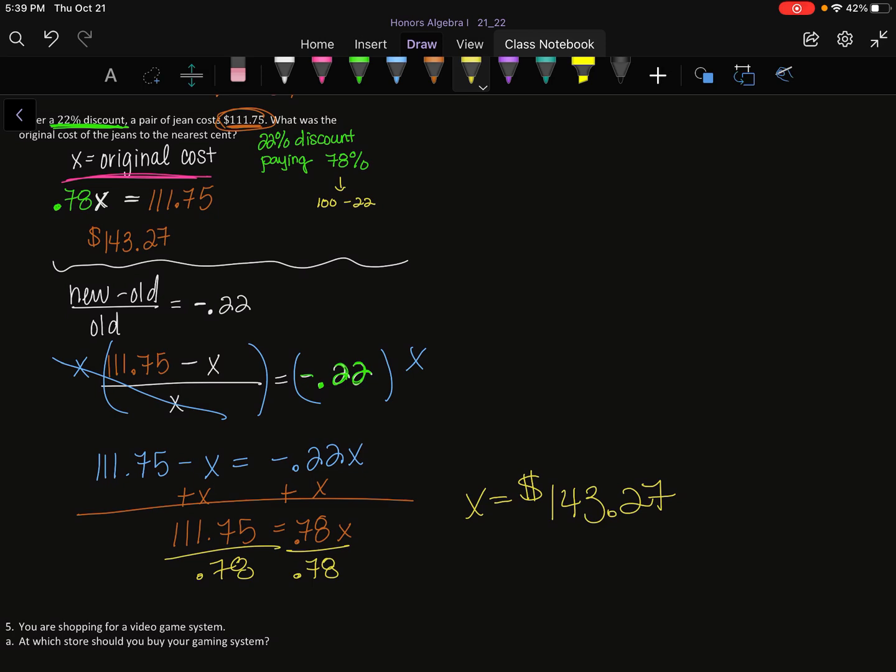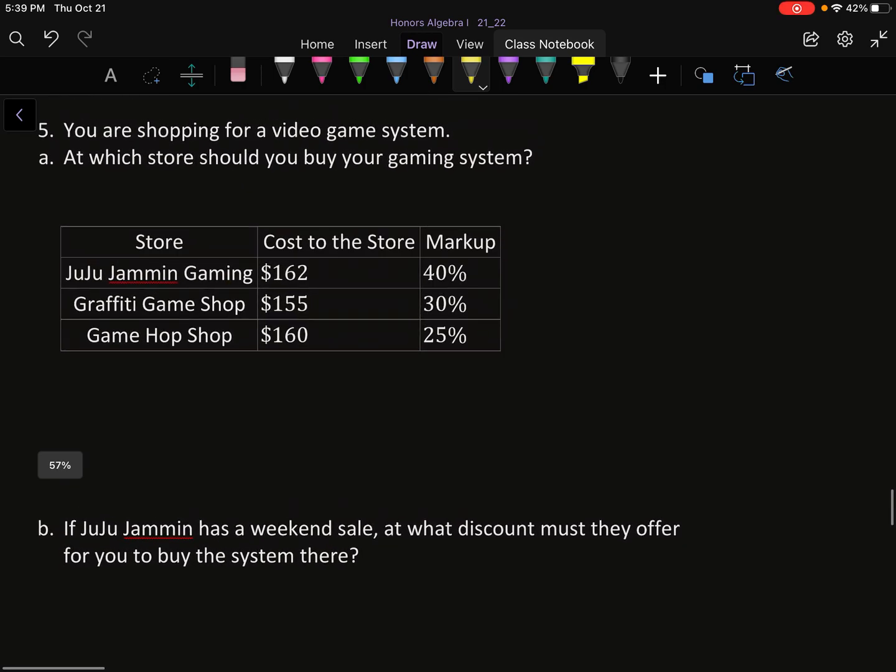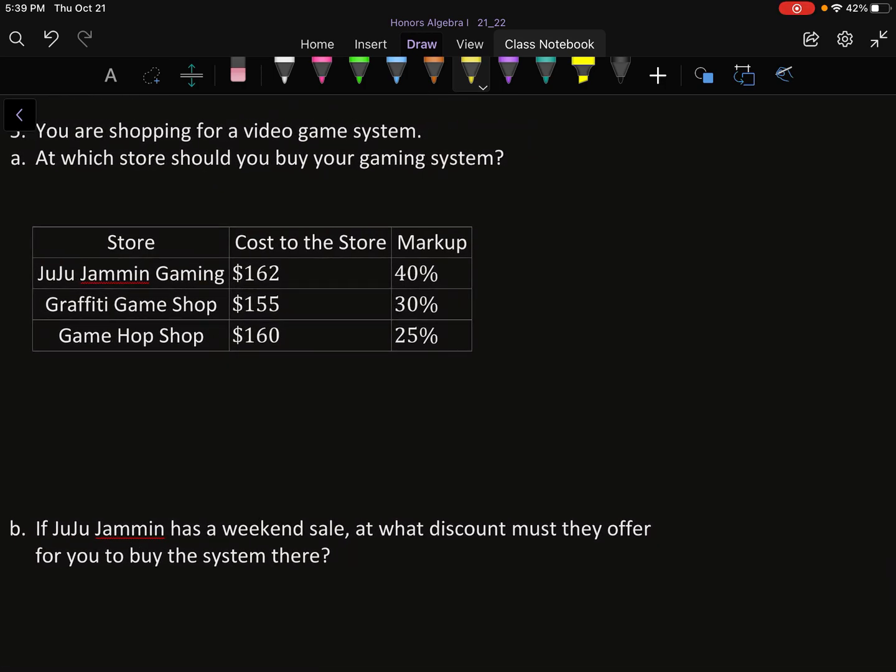You've done problems before that involved discounts and percentages, but they may not have been so tough. So we've got one last one here. Shopping for a video game system, but these stores have markups. A markup is the cost the store buys it at, and then they mark it up. So not only are they charging 100%, but they're adding on a percentage to sell it at. At which store should you buy your gaming system?